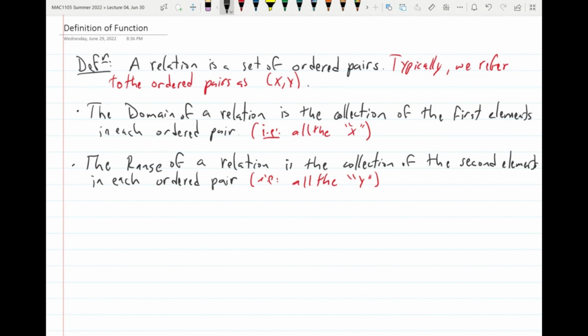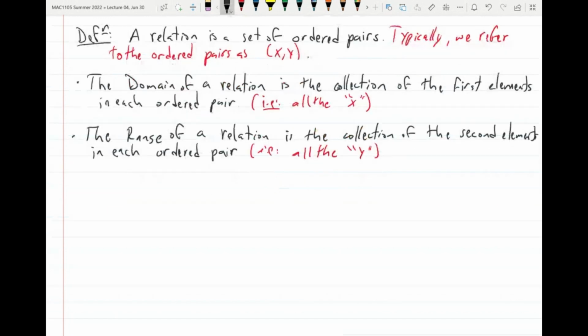It's just a collection of ordered pairs. In mathematics, typically when we're dealing with relations, we say x comma y, or we say x is related to y. Since we're going to be talking about functions, we're going to denote these ordered pairs in another form pretty soon. But right now this is what we have.